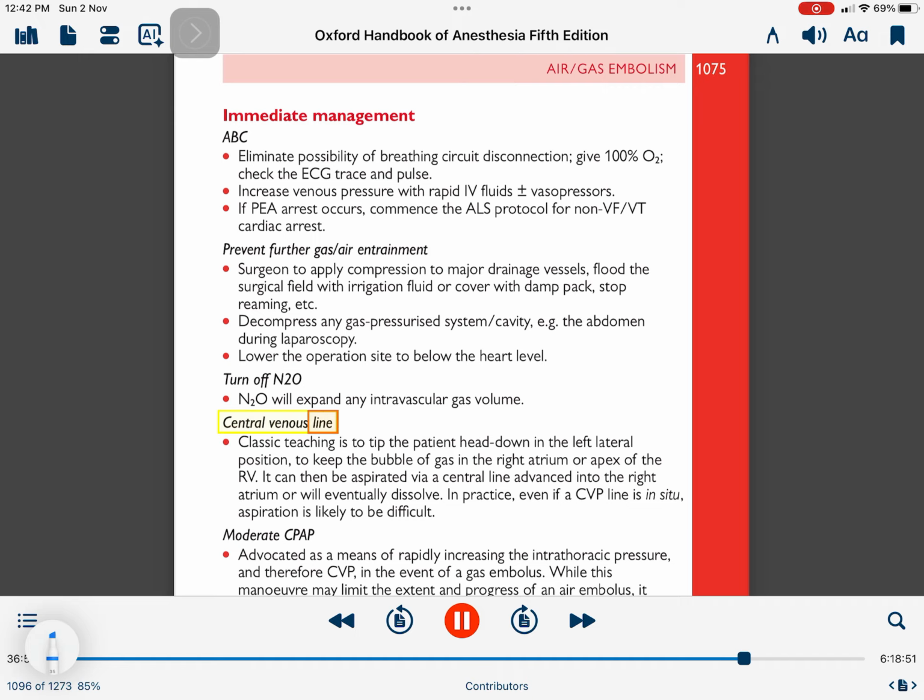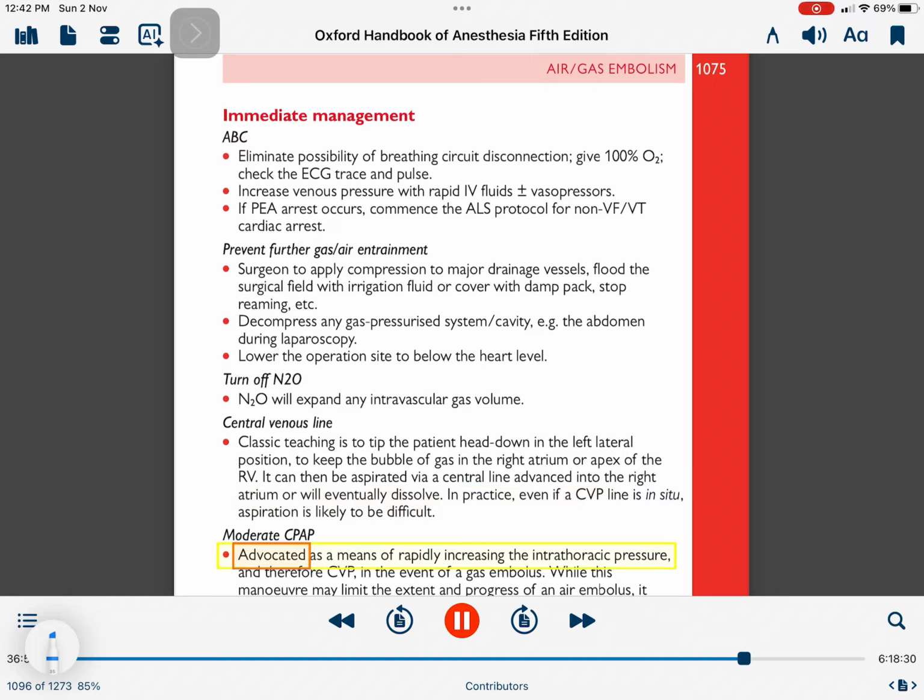Central venous line: classic teaching is to tip the patient head down in the left lateral position, to keep the bubble of gas in the right atrium or apex of the RV. It can then be aspirated via a central line advanced into the right atrium, or will eventually dissolve. In practice, even if a CVP line is in situ, aspiration is likely to be difficult.